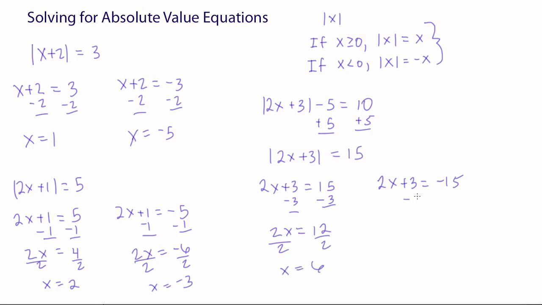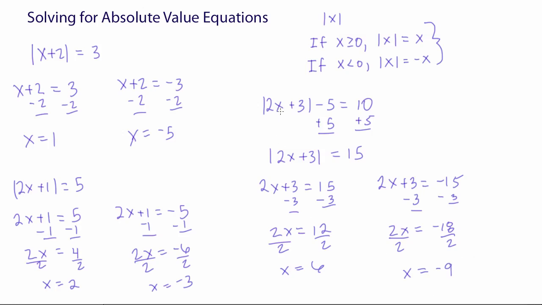While here, we subtract 3 on both sides. We get 2x equals negative 18. And then we divide by 2, x equals negative 9. All right, now let's check it.